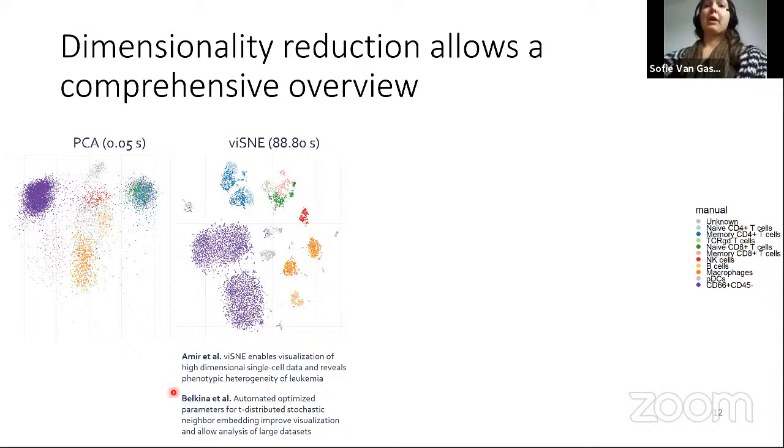One thing I want to remark here, if you're using these techniques, I would really recommend to also have a look at this paper by Annabel Kina, where she's really going into detail about optimizing the parameter settings for these t-SNE plots, which can really make sure you get the most out of this technique.